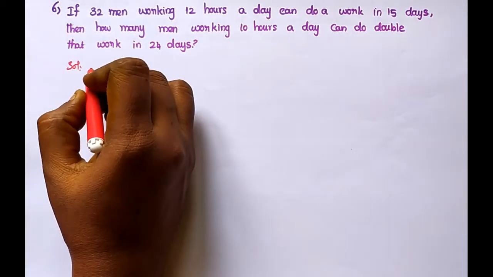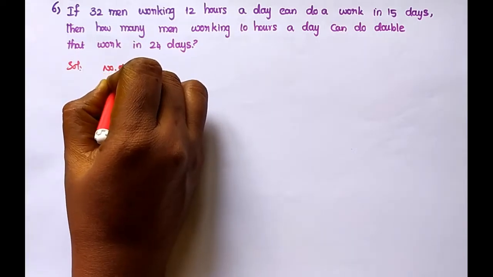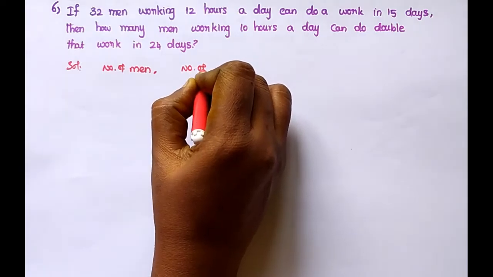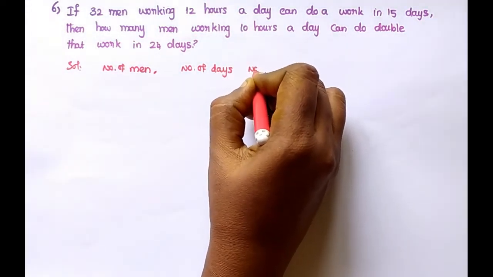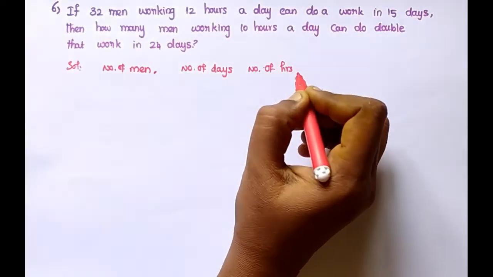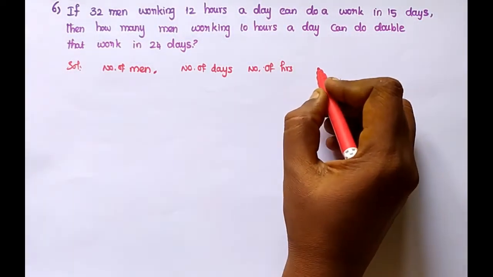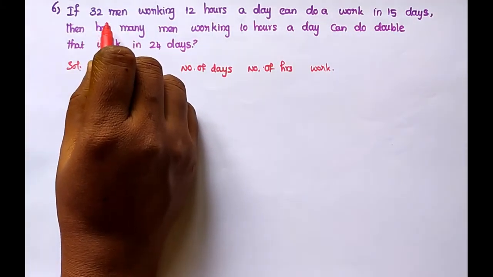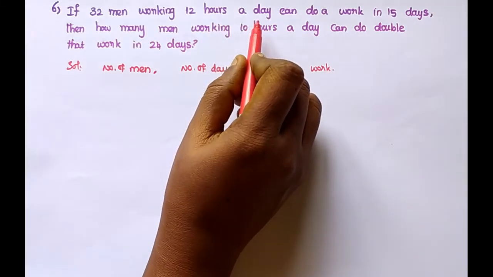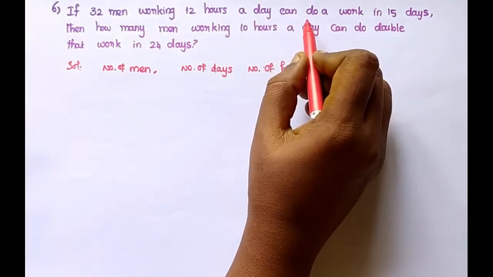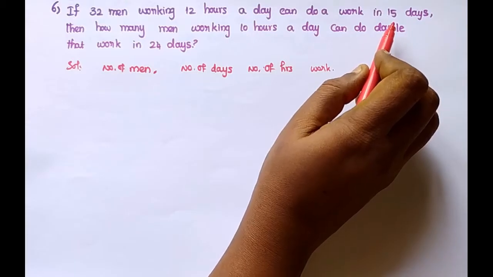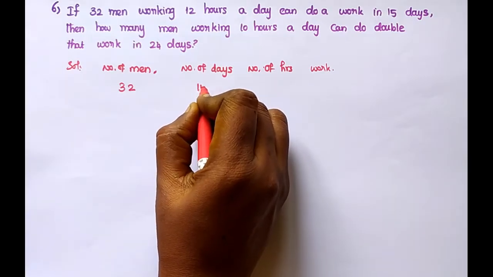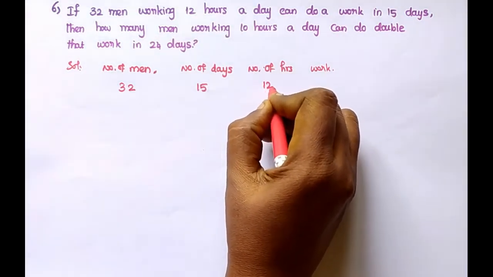Write down what they have given. First, number of men, number of days, number of hours. Work is same, so put down one work. Now 32 men, 12 hours a day, doing a work in 15 days. So 32 men, how many days? 15 days. How many hours? 12 hours. One work.